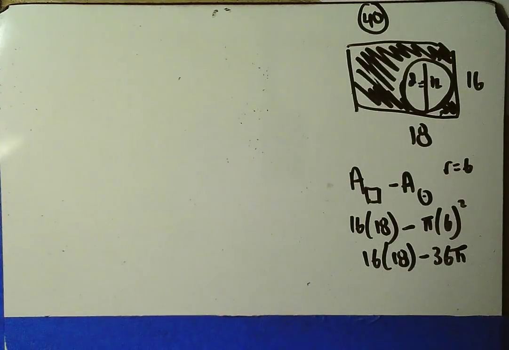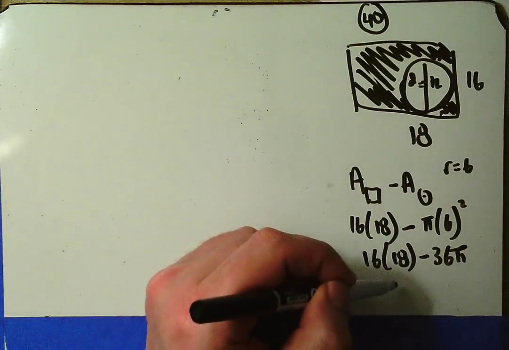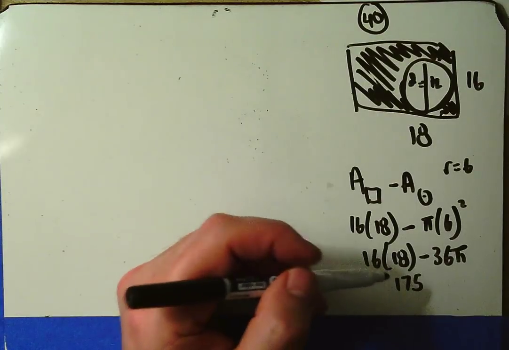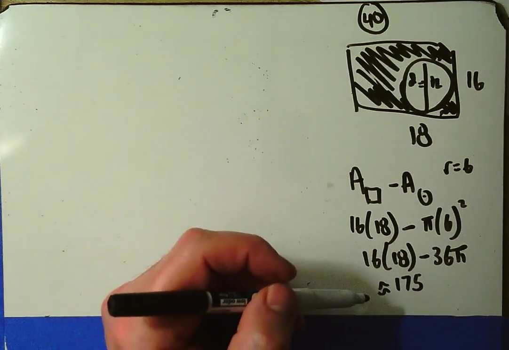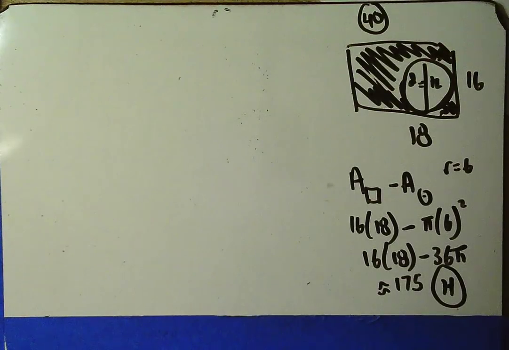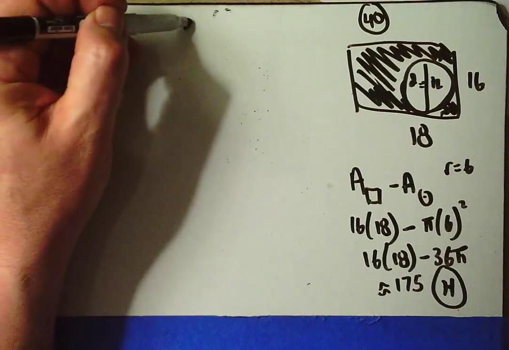And what do I come up with? When I use my calculator, I come up with a number remarkably close to 175. Note it says what is the approximate area, so they're expecting me to round here. That's why choice H is my answer. Okay, let's take a look at the next question. The next question is number 41.